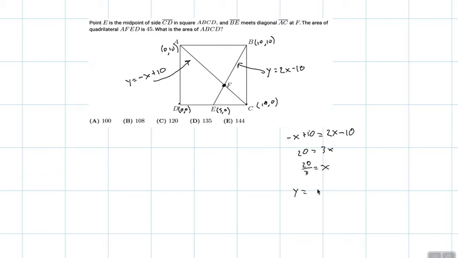So y is equal to 2 times 20 over 3 minus 10. So y equals, and 10 is 30 over 3. So y is 10 thirds. So this point F right here, the coordinate there is going to be 20 thirds, 10 thirds.